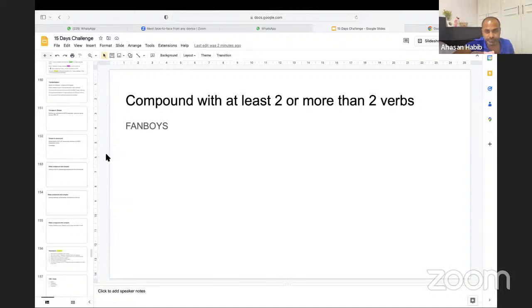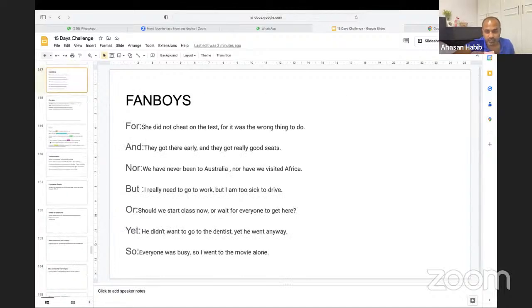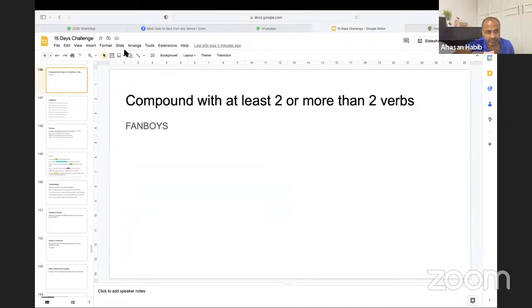Now you can see I have put an acronym, FANBOYS. Can you please type in the chat box FANBOYS? Very quickly type in the chat box FANBOYS.